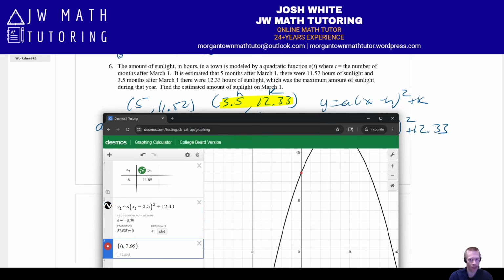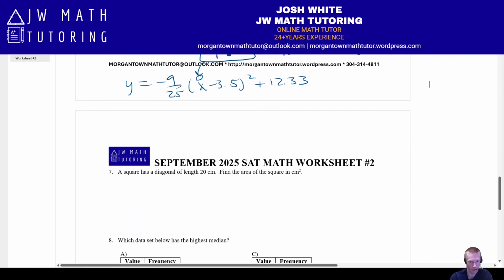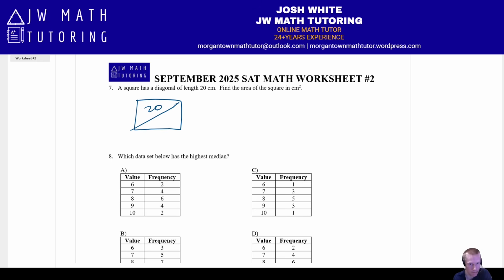So this is how you could do the entire problem in Desmos, probably quicker than writing it all out, doing all the calculations by hand. All right, let's look at the top of the last page now. Question number 7. Here you have a square with a diagonal length of 20. It wants to know what's the area of the square.